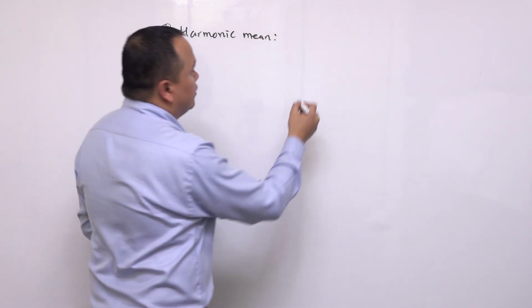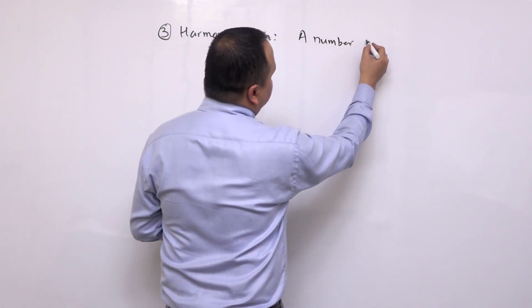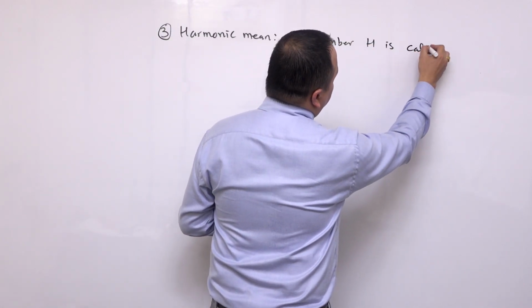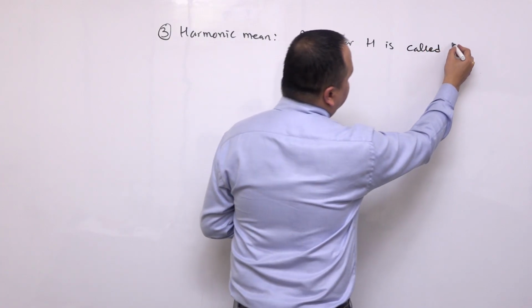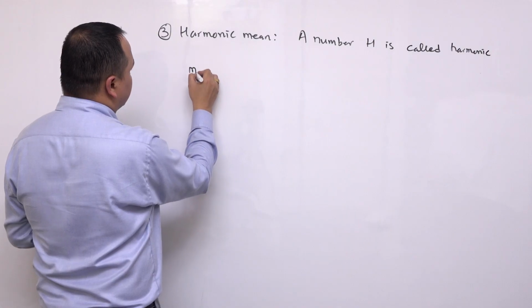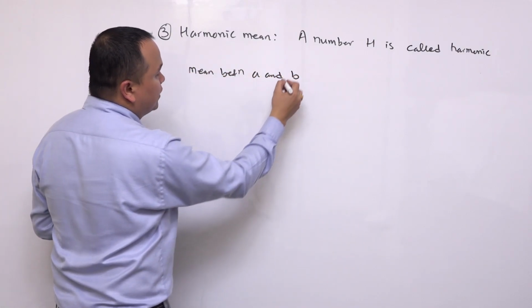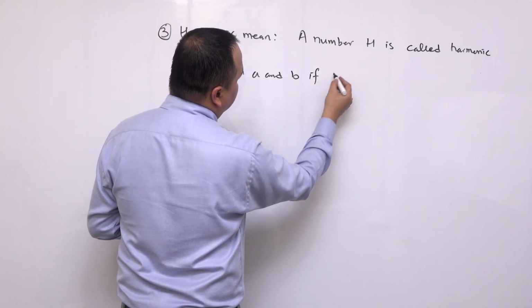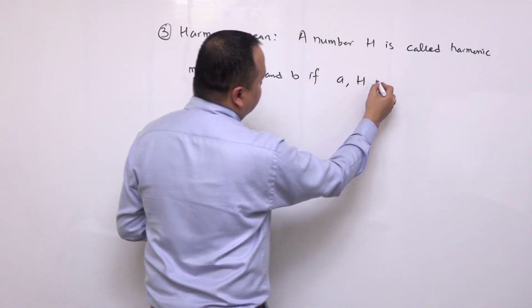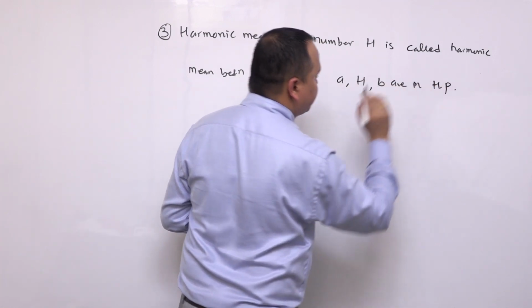Harmonic mean. A number H is called harmonic mean between A and B if A, H, B are in HP.